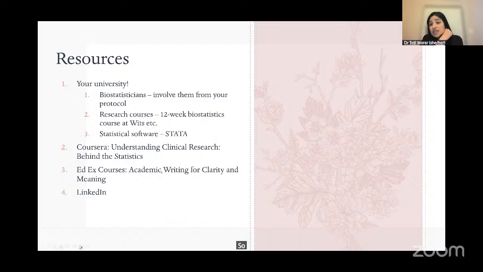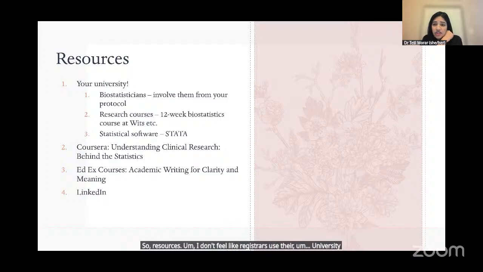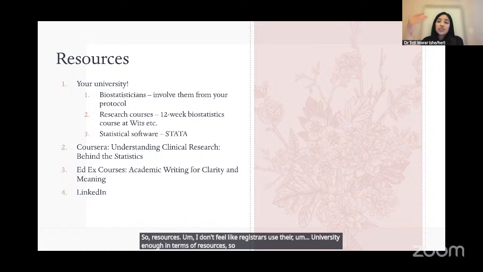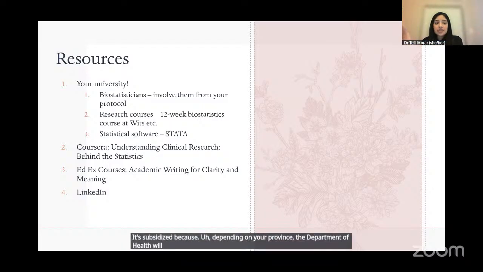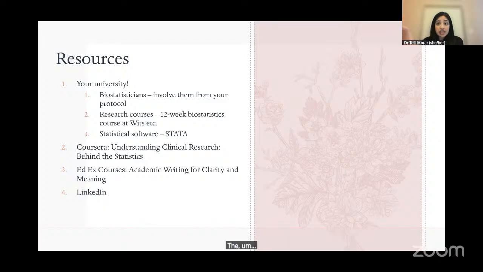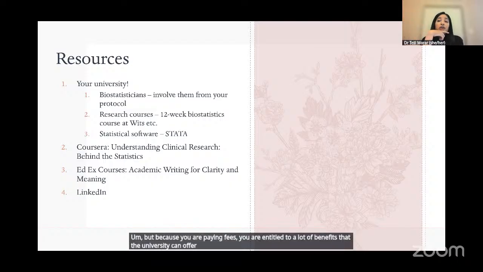So resources. I don't feel like registrars use their university enough in terms of resources. So remember, you are technically paying fees to the university. A lot of the time it's subsidized, because depending on your province, the Department of Health will subsidize the fees for your MMED. But because you are paying fees, you are entitled to a lot of benefits that the university can offer. So use that.